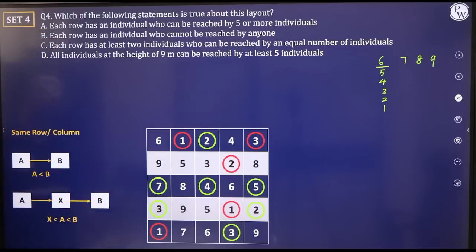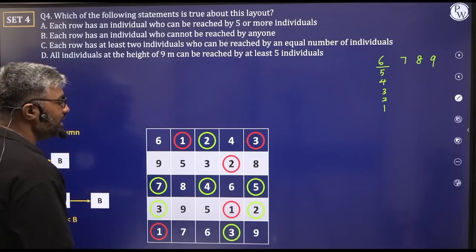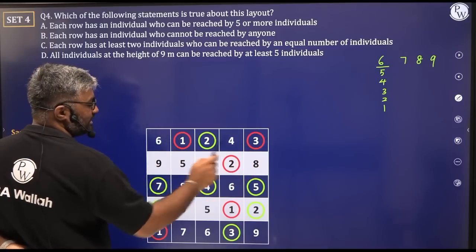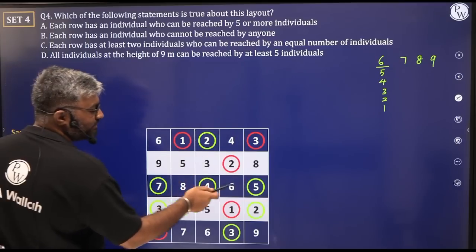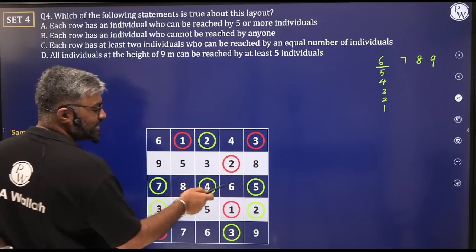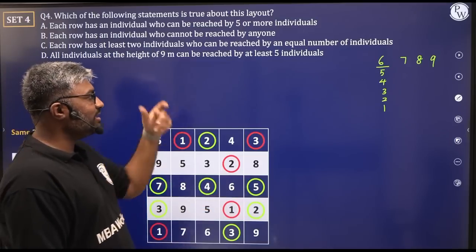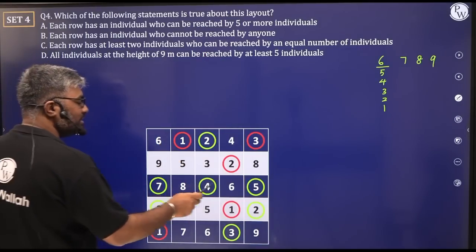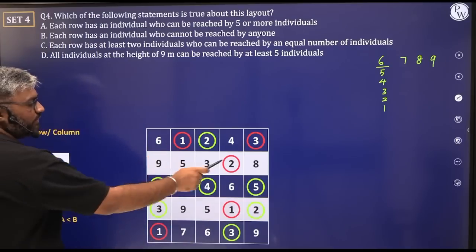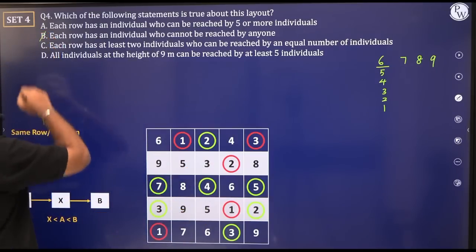Let's look at B. Each row has an individual who cannot be reached by anyone. I think this one we can definitely look at. This row has a 0, this row has a 0. Sadly enough, this row does not have a 0. अगर यहां पर एक 0 होता तो ये पूरा सेट ब्राउनी बन जाता, because then for this question also we didn't have to get into deeper. But luckily यहाँ पे कोई भी 0 नहीं है. बाकी सारे rows में every other row has at least 1 0 except for the third row. So we know this is definitely not true.